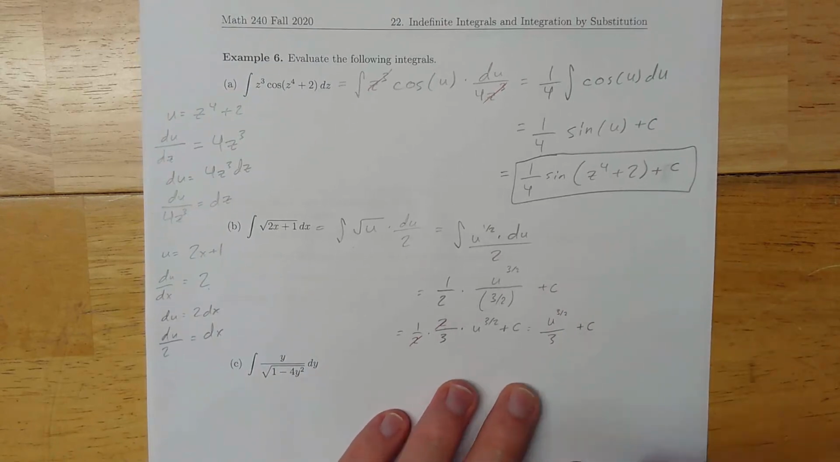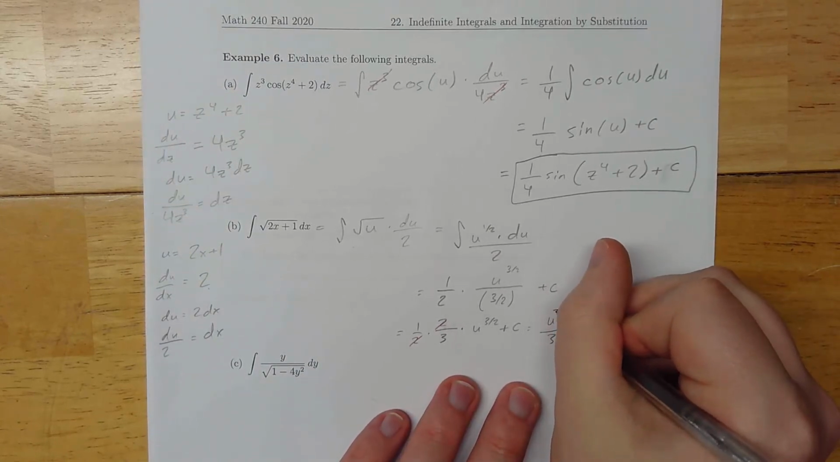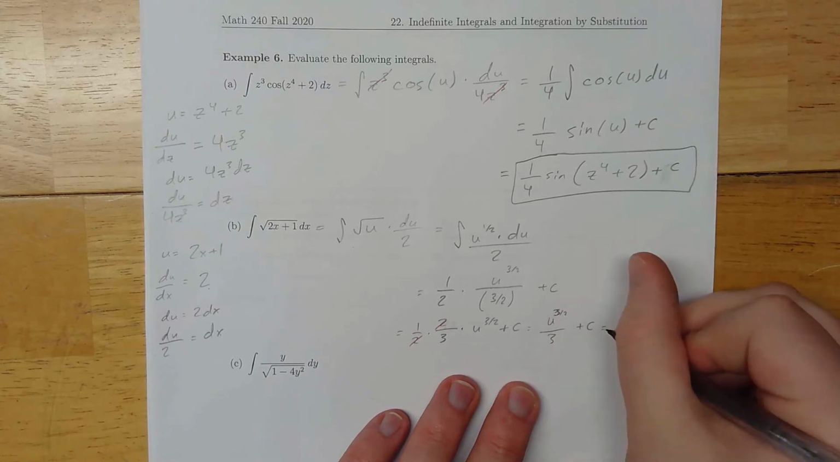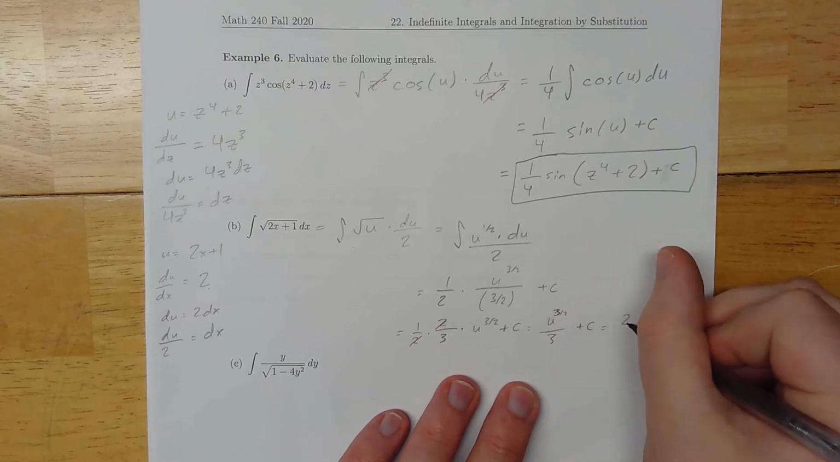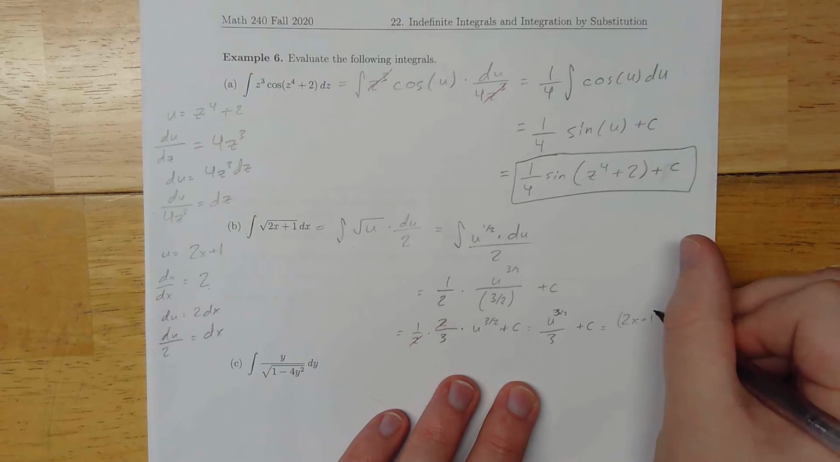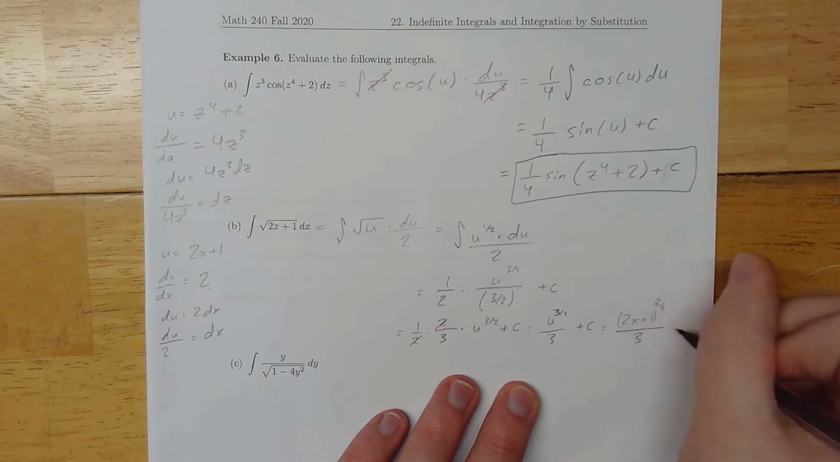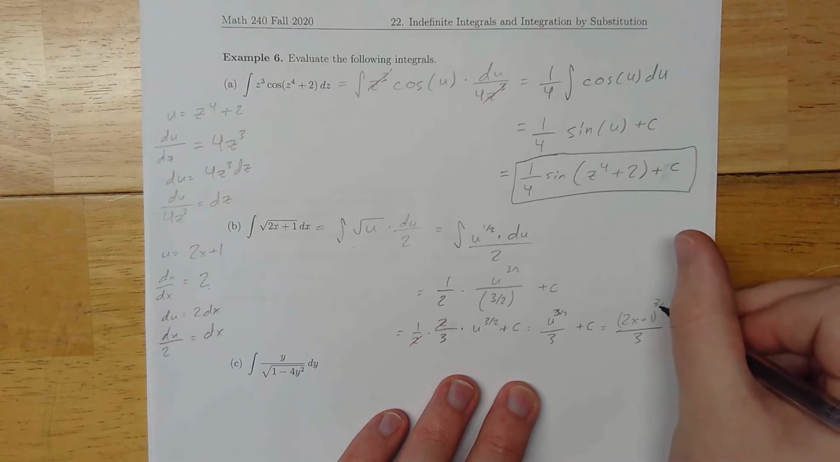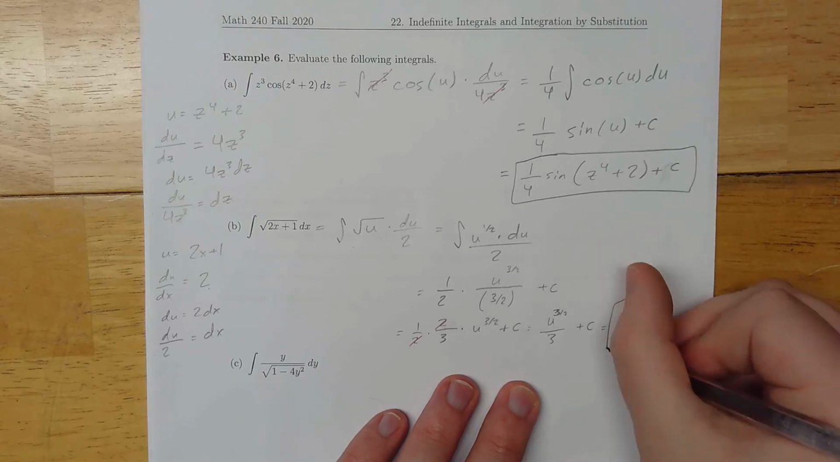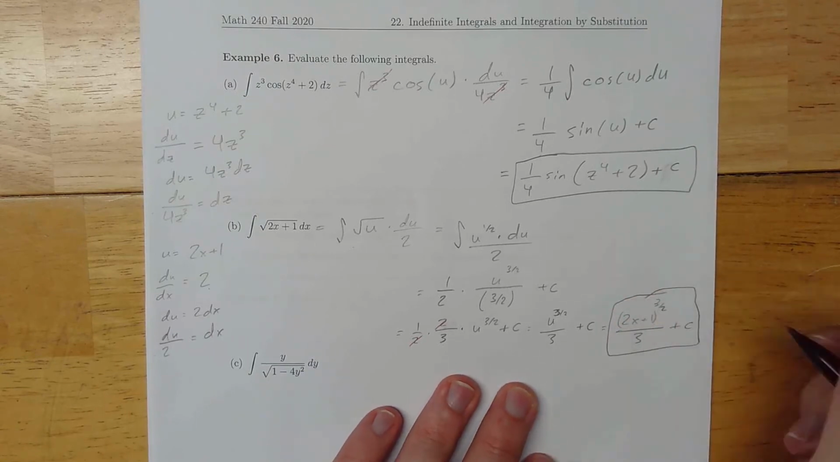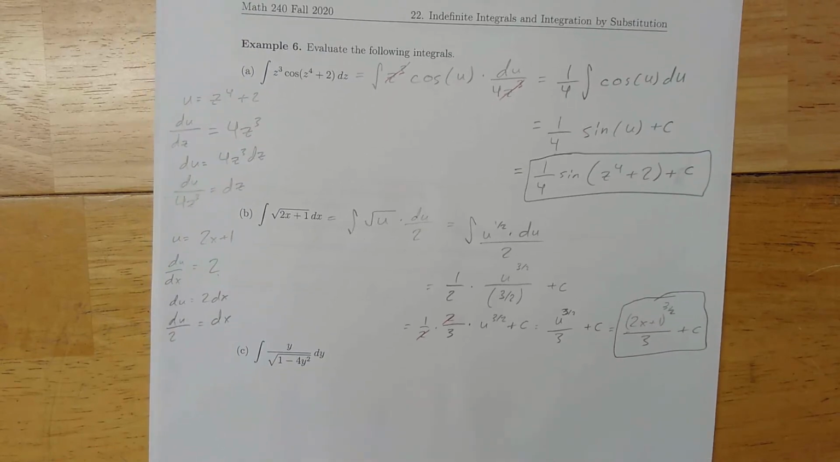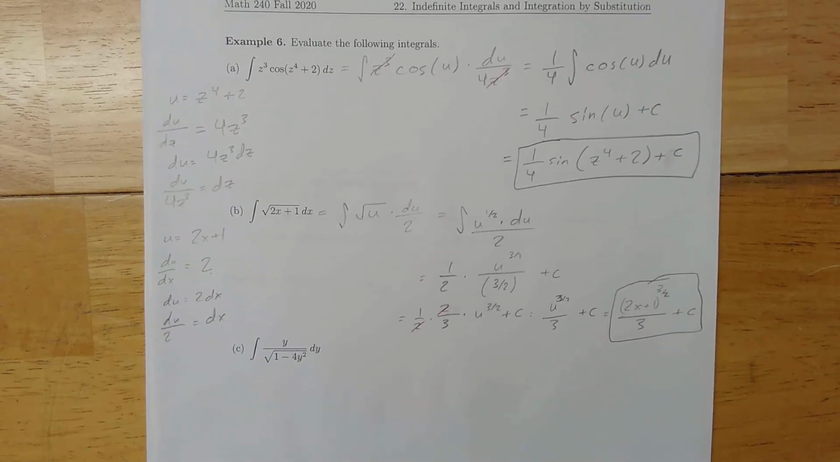And then last but not least, we don't want to keep things in u. We want to go back to x. So this will be 2x plus 1 to the 3/2 over 3 plus c. Who's having fun? I'm having fun. This is a good time.